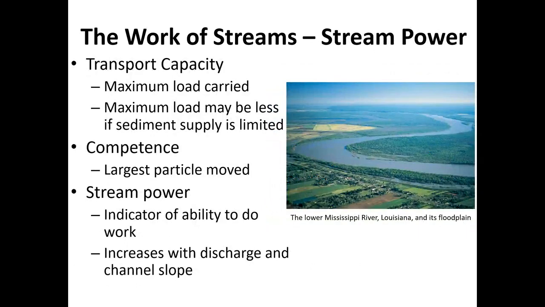The ability for a river to move materials is called the transport capacity, and the largest particle that a river can move is called the competence. So the Mississippi River would have a larger transport capacity than a fast-moving mountain stream, but a fast-moving mountain stream would be able to move a larger boulder than the Mississippi River would, so that would have a larger competence. And the stream power is the ability of the stream to do work, meaning to reshape the landscape in the form of erosion or deposit sediment in the form of deposition. So the more stream power a river has, the more change typically is occurring along the river.